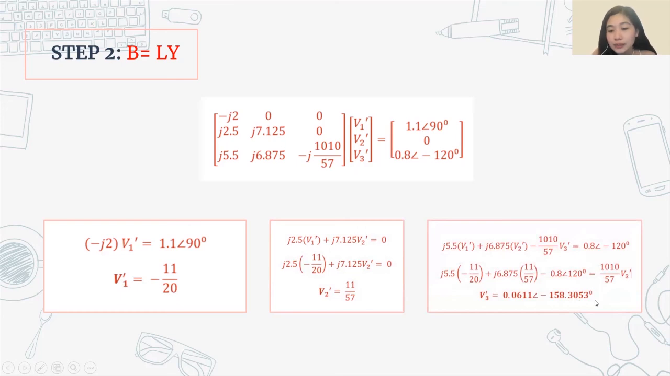And lastly, for our V3 prime, same process lang sa Doolittle's, and I hope hindi kayo nalilito, is that our J5.5 multiplied by our V1 prime and our J6.875 times V2 prime and our negative J1010 over 57 times our V3 is equivalent dito sa value natin. And substitute natin ang V1 and V2. And solving for this equation, press your calculators for confirmation. Our V3 prime is equivalent to 0.0611 at an angle of negative 158.3053 degrees.